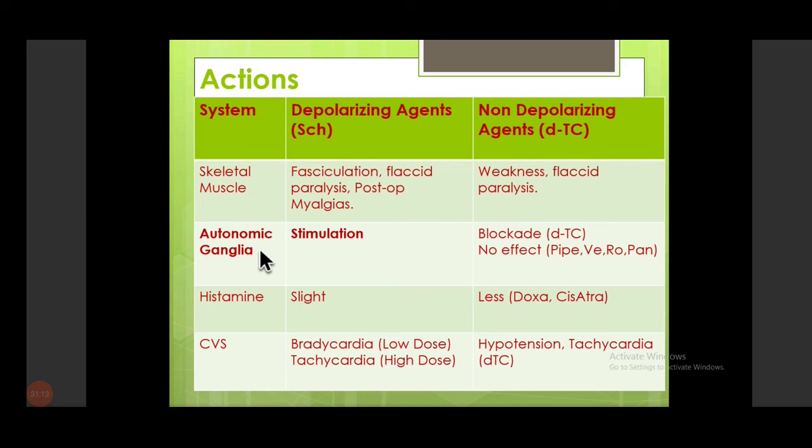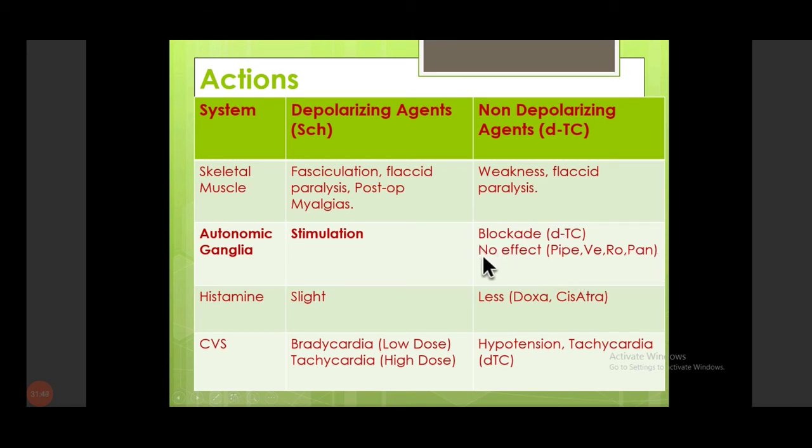In depolarizing blockers, autonomic ganglia are stimulated, as we know it has the potential to stimulate. Whenever there are nicotinic receptors, be it ganglia or neuromuscular junction, these cause stimulation. It has a propensity to cause stimulation, it might or might not, that is a different thing. Whereas in non-depolarizing agents, there is just no stimulation. The drug just binds and sits on the receptor site, and thereby the subsequent events don't happen.